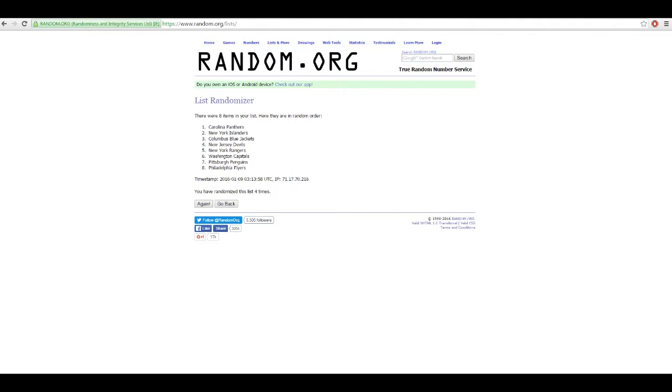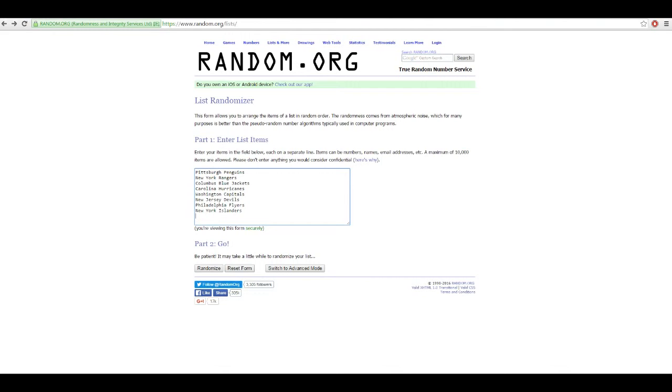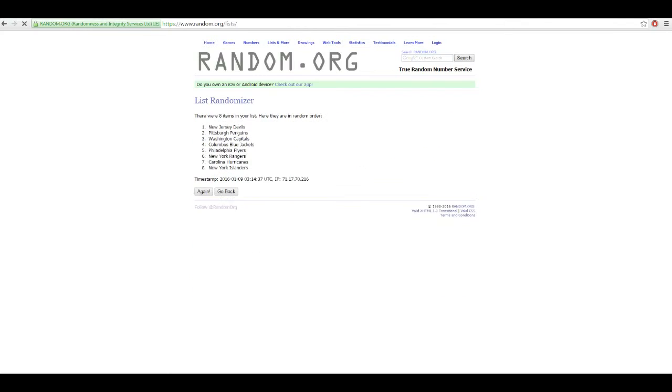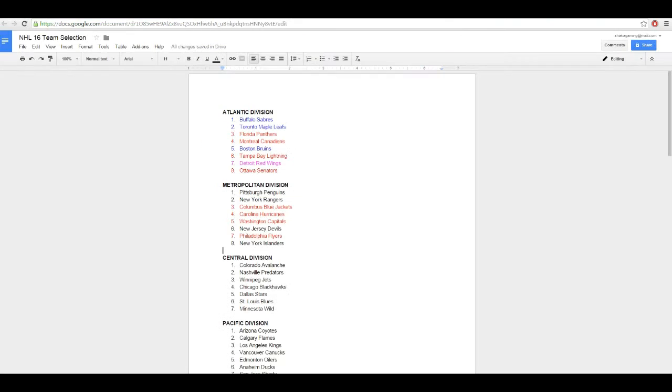It says Panthers, but disregard that. Okay, so the next team eliminated will be a wildcard team in the division. So let's see who's the wildcard. The New Jersey Devils. They're a wildcard team. So make that hot pink.